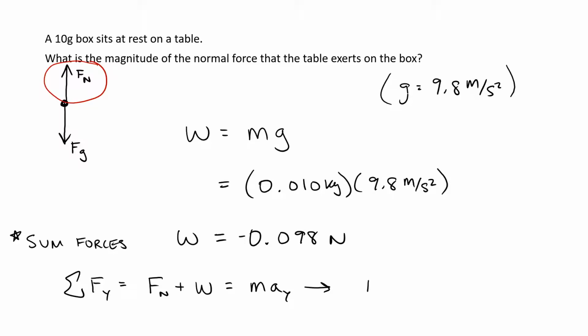So we have the normal force minus 0.098 equals 0. That's because it's not moving up or down. And that's why we can say, certainly, what the value is. And it is positive because it's going upward.